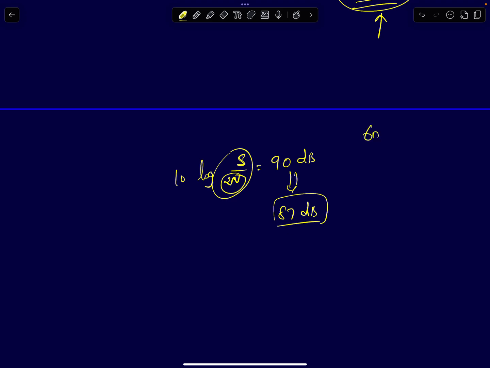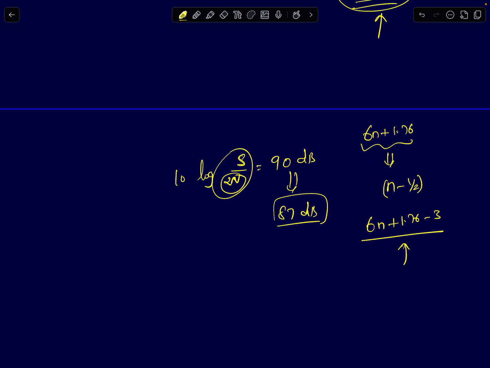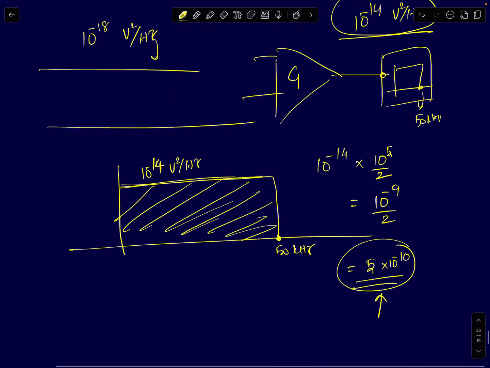So if you recall, 6n plus 1.76, if I degrade this by 3 decibels, that is equivalent to n reducing by half a bit. n minus half, so then your SNR will become 6n plus 1.76 minus 3. So for you to degrade your SNR by 3 decibels, it amounts to degrading your number of bits by half a bit. Which is why I said you will lose half a bit in resolution. So this is the kind of calculations you'll have to do.